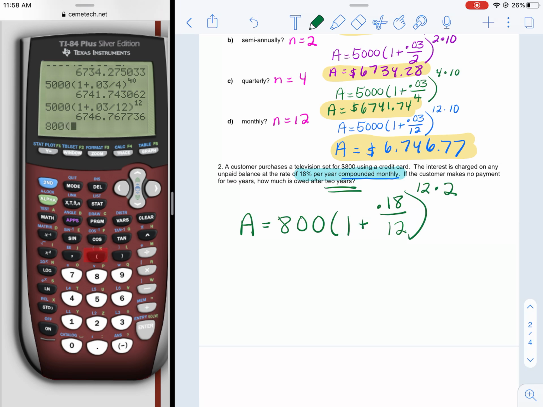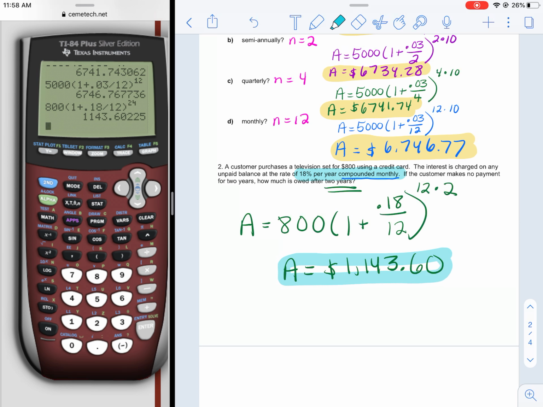Okay, so you can go ahead and type that in your calculator. 800 times 1 plus 0.18 divided by 12, and then you're going to raise that to the 24th power and hit enter. And the answer is $1,143.60.